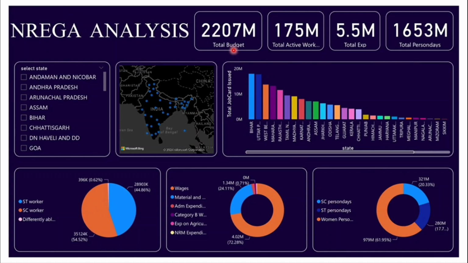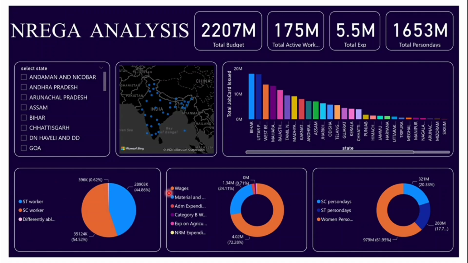Now in the cards we can see that the total budget allocated to the NREGA scheme is 2207 million, the total active worker is 175 million, the total expenditure is 5.5 million, and the total percentage is 1653 million. Now this is a map which represents the location of all the states present in our dataset. This is a stacked column chart in which the x-axis represents the state and the y-axis represents the total job card issued. In this graph we can see that Bihar has the highest number of total job cards issued, followed by Uttar Pradesh, then West Bengal, then Maharashtra.